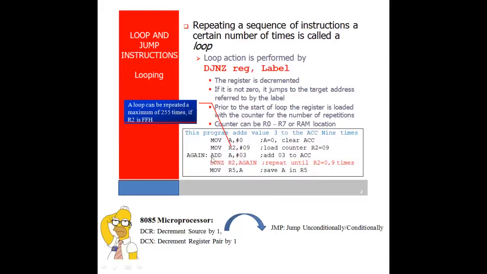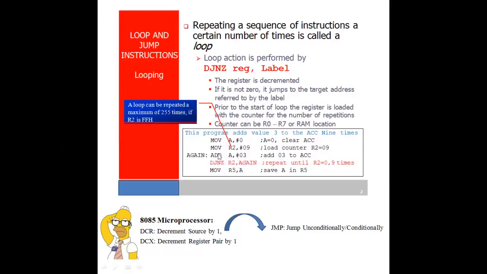The next step is to decrement the value stored inside the register R2 by 1 and check whether it is 0 or not. So DJNZ R2, then the label. If it is not equal to 0, it will come back to this location and execute the instruction ADD A, #03 again. It will repeat the process until the counter equals 0, so it will execute the same instruction 9 times.